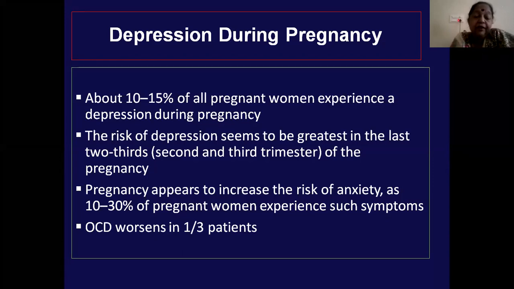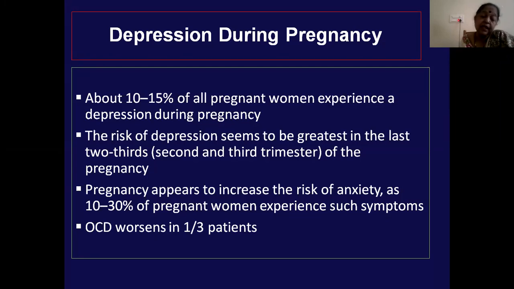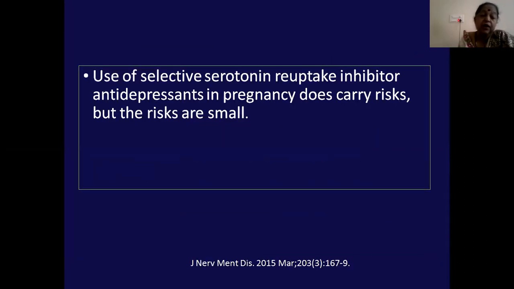So the risk of depression is greatest in the last trimester, and pregnancy also increases the risk of anxiety. 30% of women experience such symptoms, and obsessive compulsive disorder is worsened in pregnancy in the first one third of patients. Okay, so use of selective serotonin reuptake inhibitors like SSRIs, antidepressants, does carry some risk, but the risks are very small. So definitely sometimes we have to prescribe these drugs and monitor the fetus.